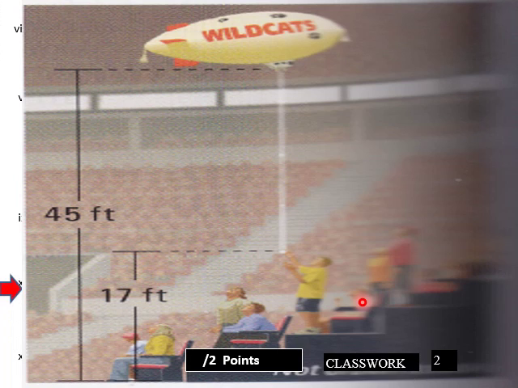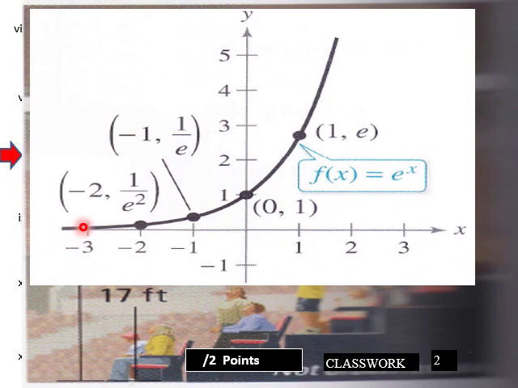To show that, here is the natural e function graph, f of x equals e to the x. Here it is here. So (0, 1) is a common point. And then you have these others here: when x equals negative 1, y equals 1 over e, so e to the negative 1, e to the negative 2, etc. And then up here when x equals 1, y equals e, which is 2.7 and so on.